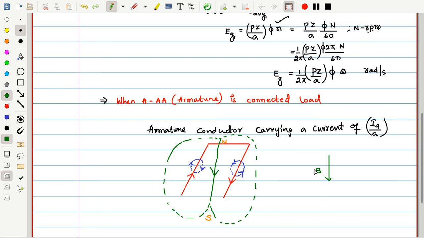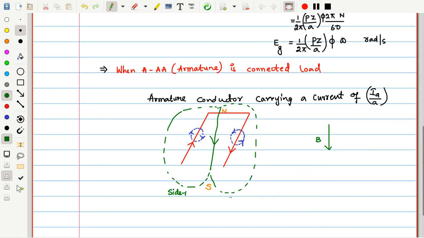So next, what is the current direction for this left side? This is side 1, and the other side is side 2. Now for side 1, what is the current direction? It is into the board. So let me put that current direction as into the board, as like this.